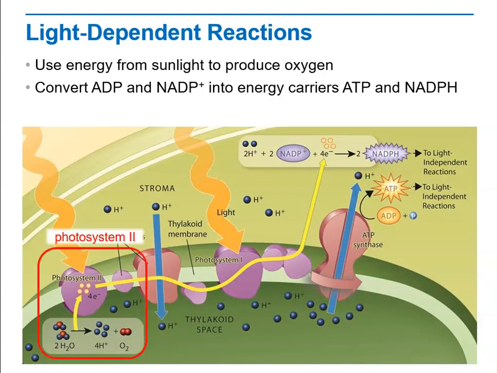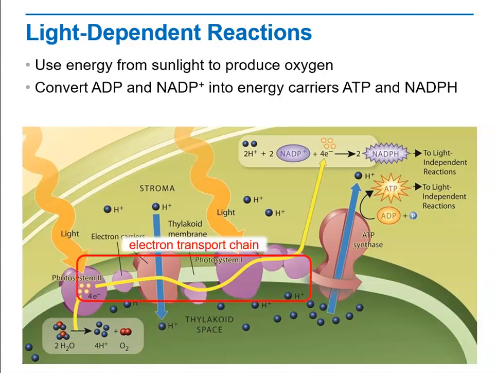And photosystem 2 is the first step. Why is it called photosystem 2? Because it was discovered after photosystem 1. So photosystem 1 was discovered, it was called photosystem 1, and then photosystem 2 was discovered. Even though it takes place before photosystem 1 in the cycle, it was discovered afterwards, so they called it photosystem 2.